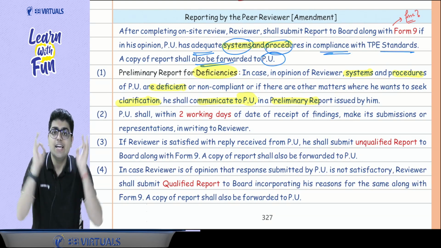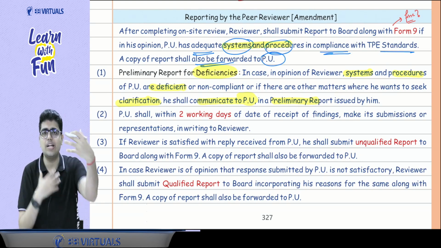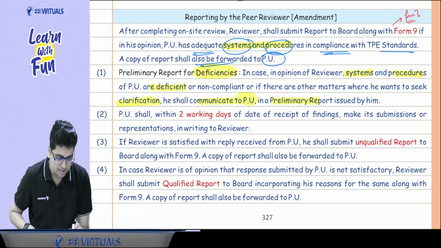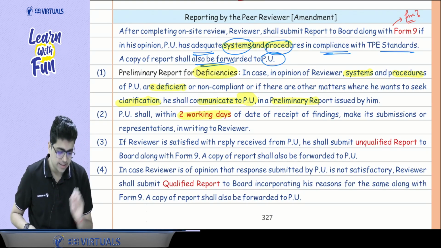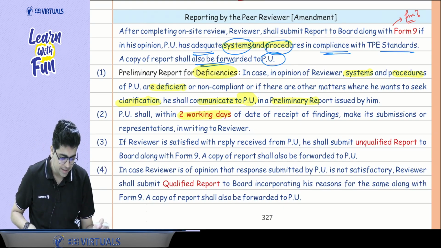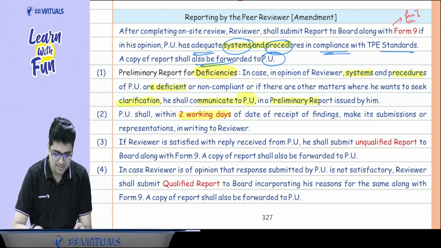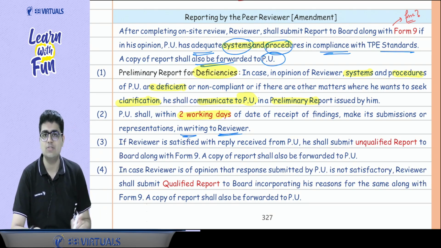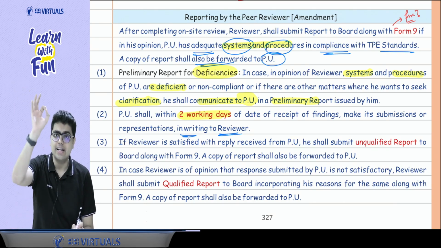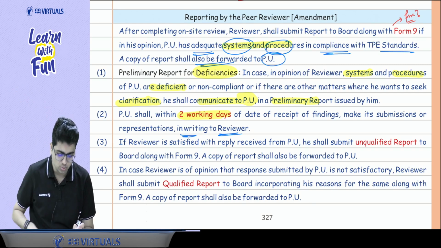2 working days. So in every case where the peer reviewer and practicing unit are communicating with each other, both of them get 2 working days from the date of receipt of findings to make their submission and representations in writing to the reviewer. Earlier it was 5 working days, but forget that. Now it is only and only 2 working days.